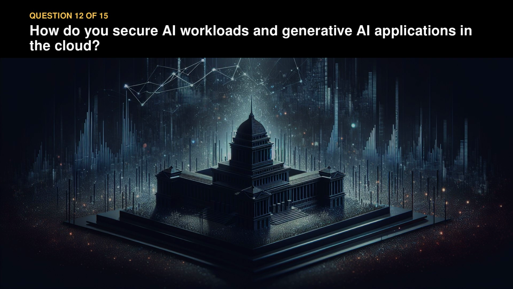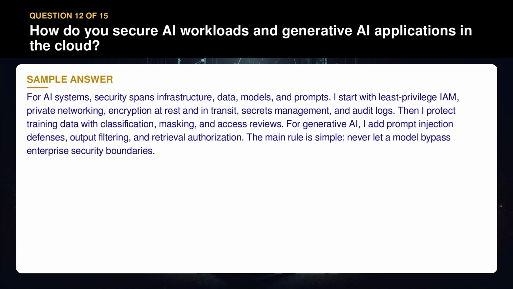Question 12. How do you secure AI workloads and generative AI applications in the cloud? For AI systems, security spans infrastructure, data, models, and prompts. I start with least privilege IAM, private networking, encryption at rest and in transit, secrets management, and audit logs. Then I protect training data with classification, masking, and access reviews. For generative AI, I add prompt injection defenses, output filtering, and retrieval authorization. The main rule is simple. Never let a model bypass enterprise security boundaries.